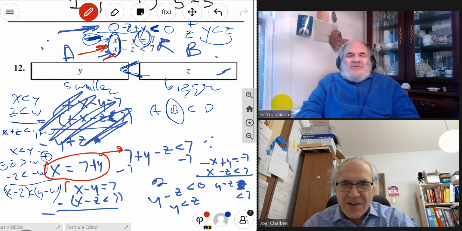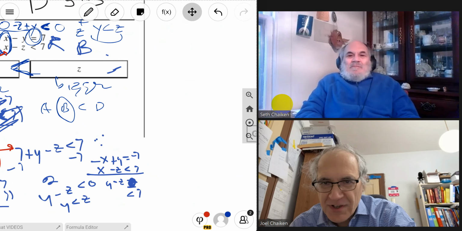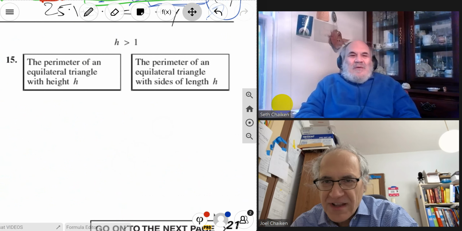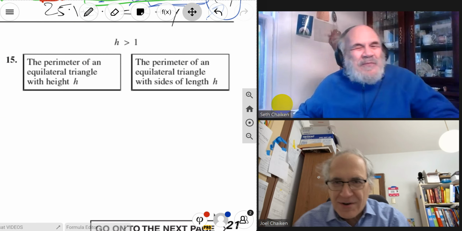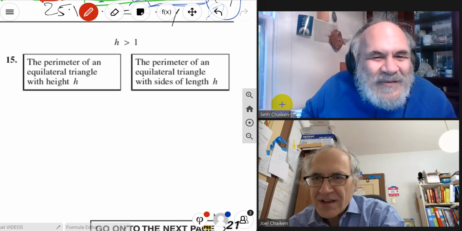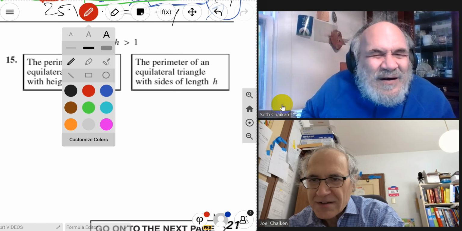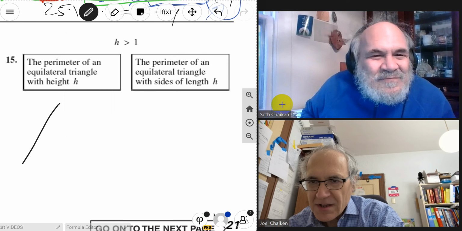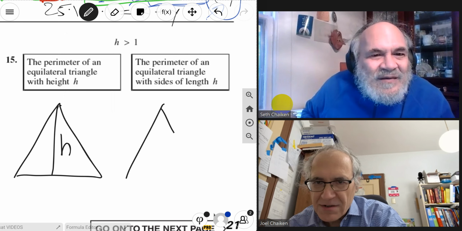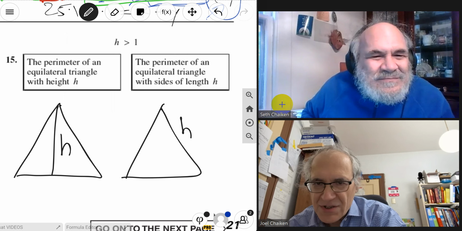One more, sure. Let's do one more. Looks like we're into geometry now. H is greater than 1. How about if we draw an equilateral triangle? That would help. An equilateral triangle with side length H.